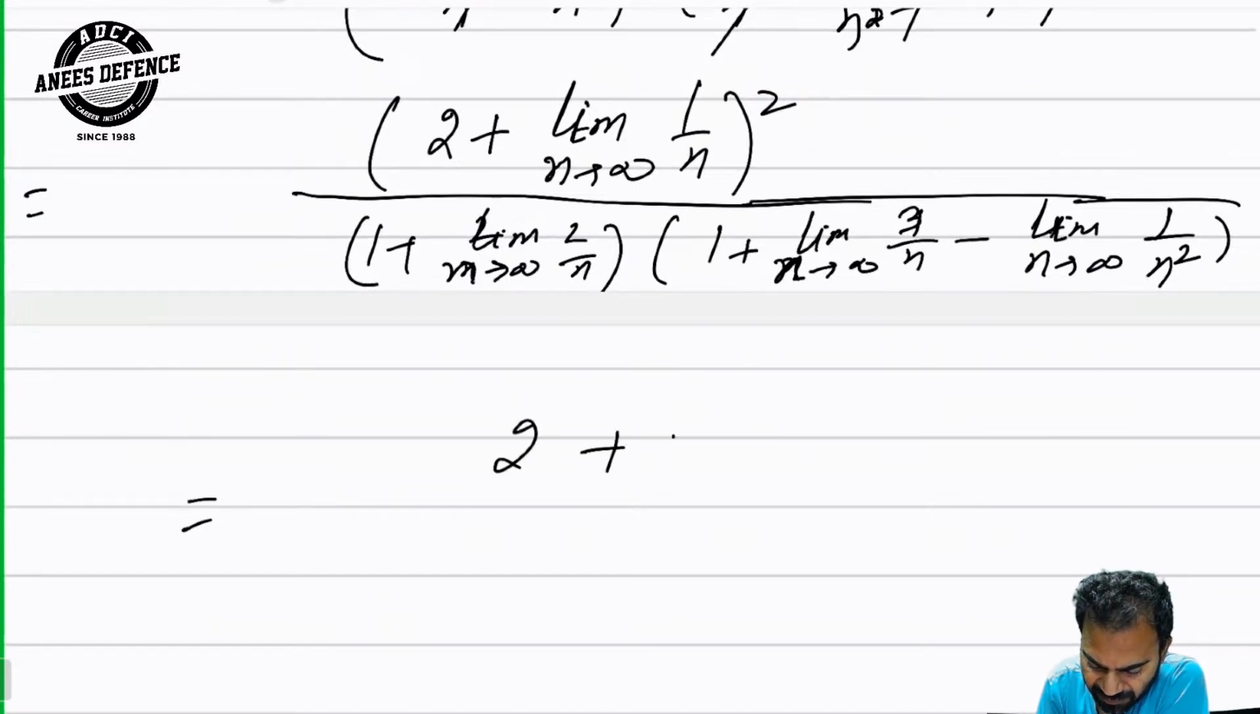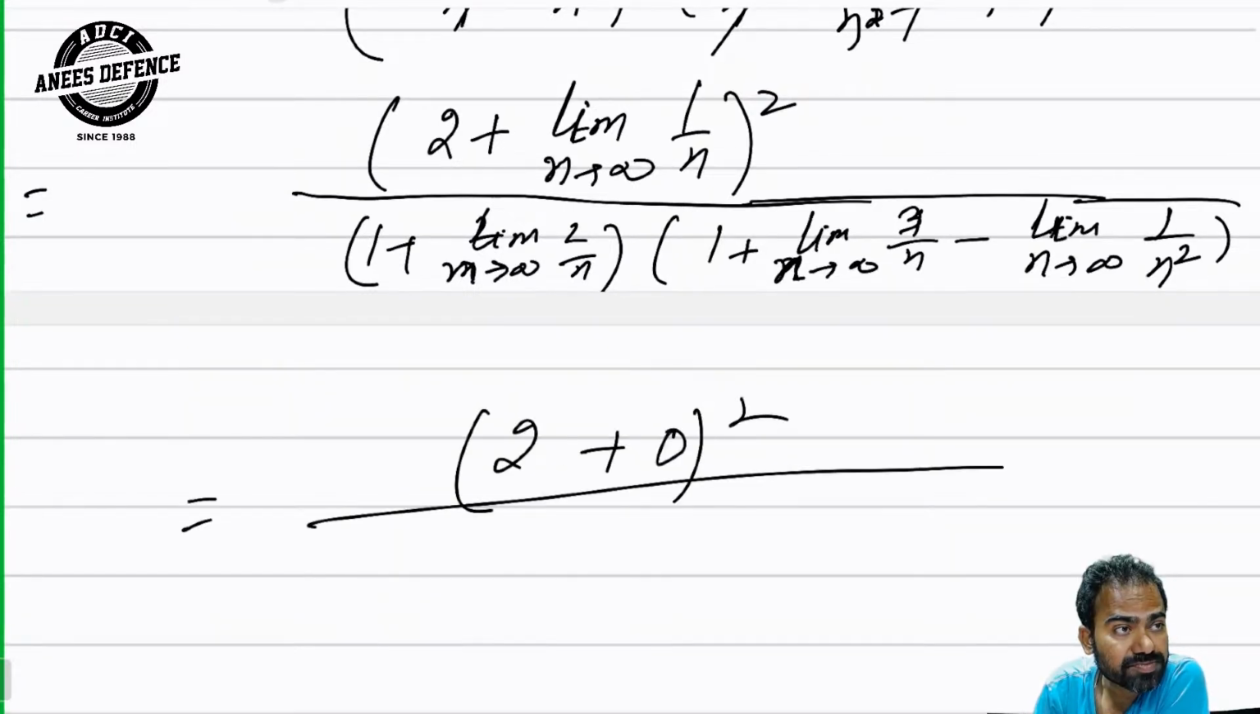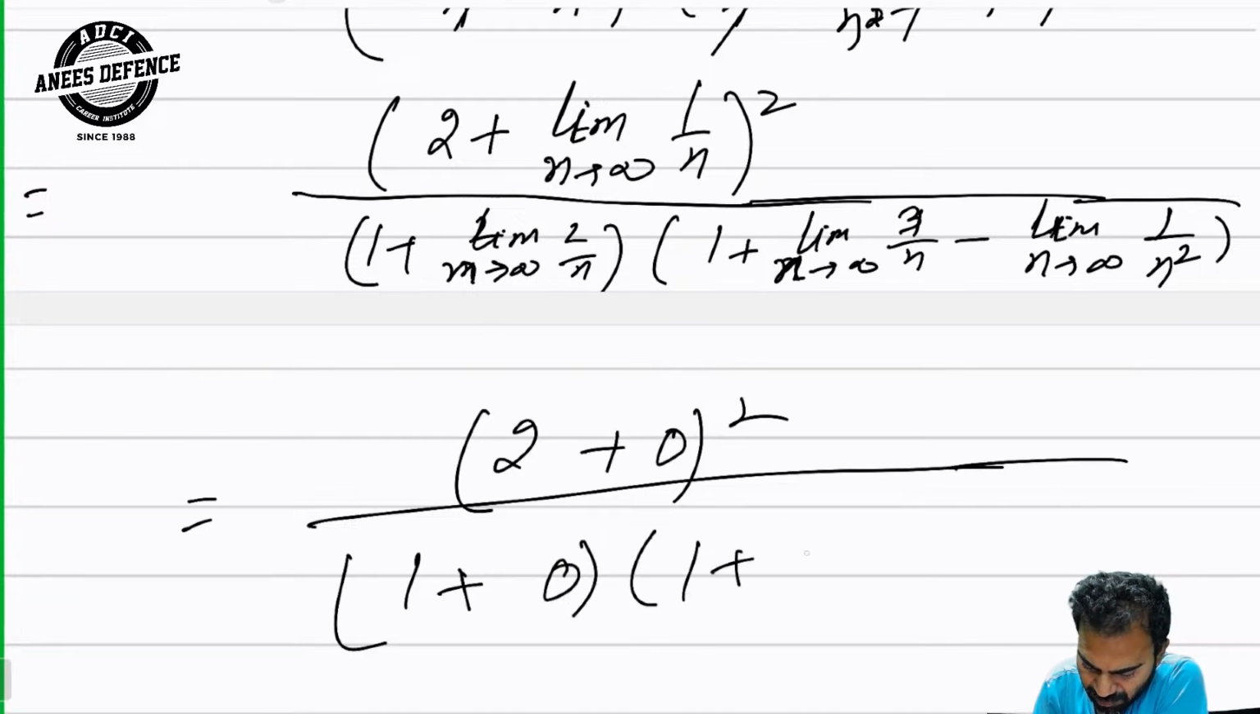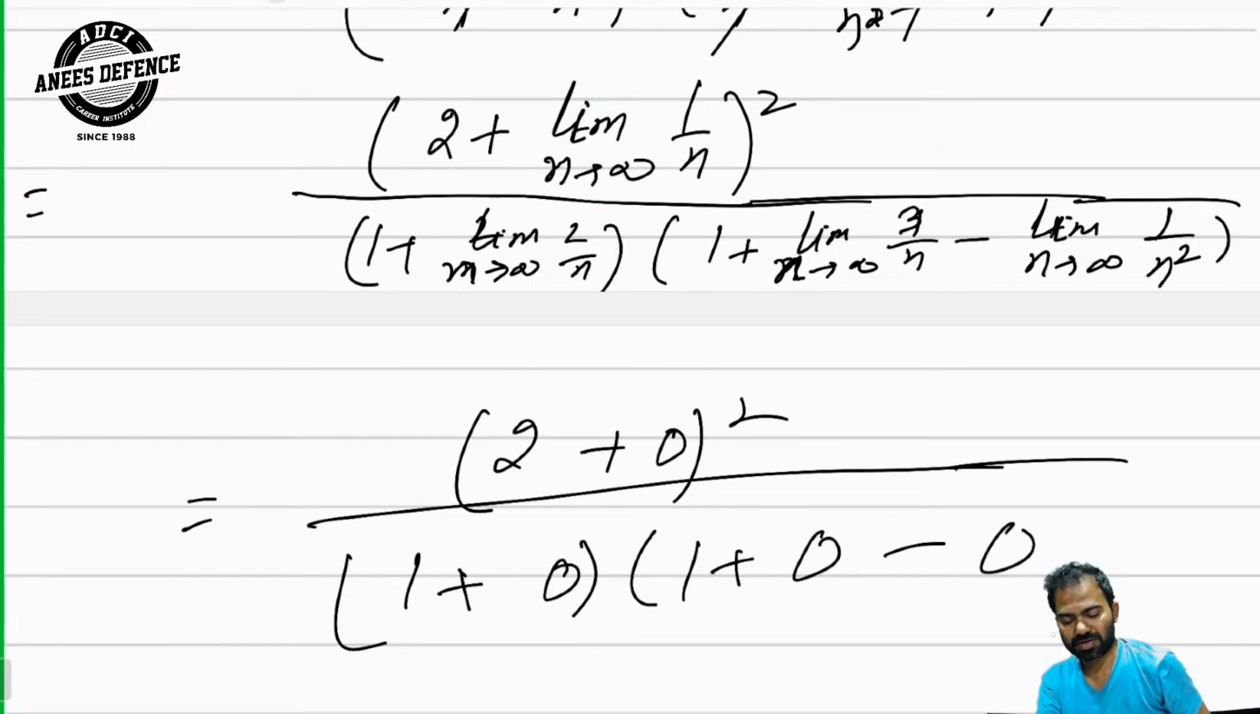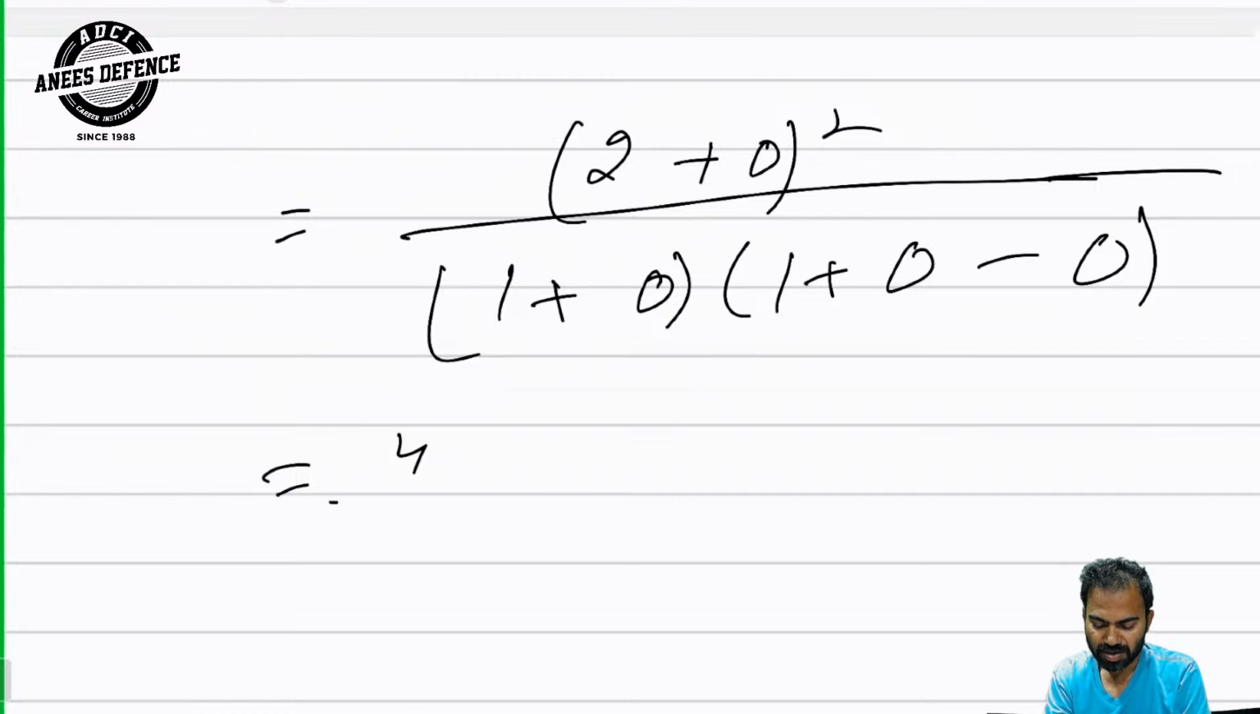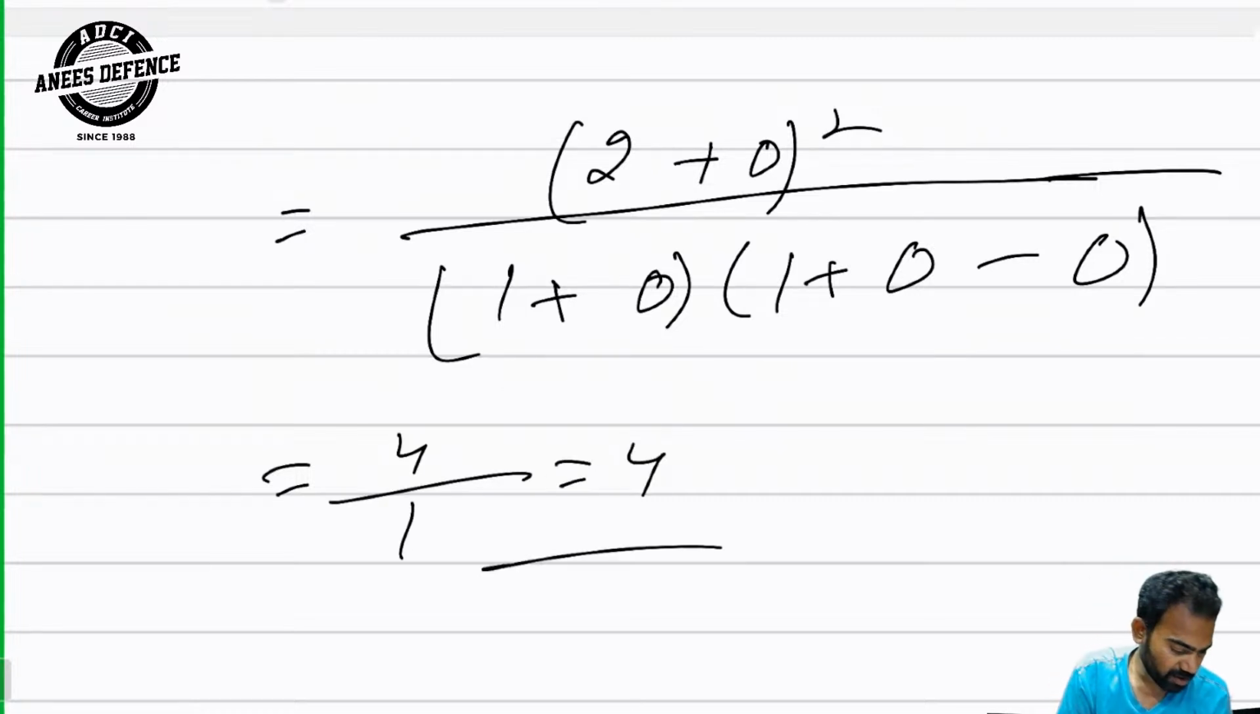So 1 upon infinity is 0. 1 upon infinity is 0. So 2 square is 4, upon 1, it is 4. So C is the correct option.